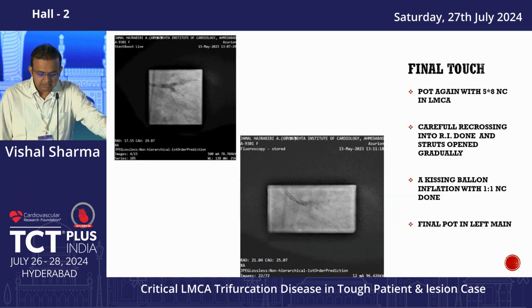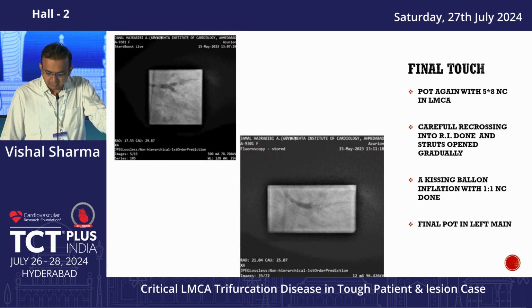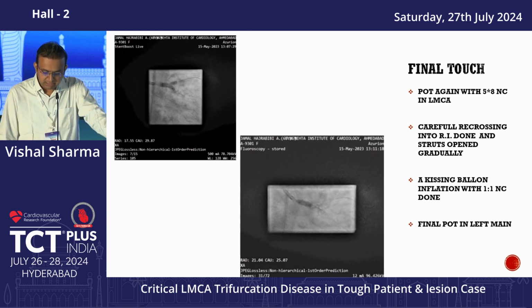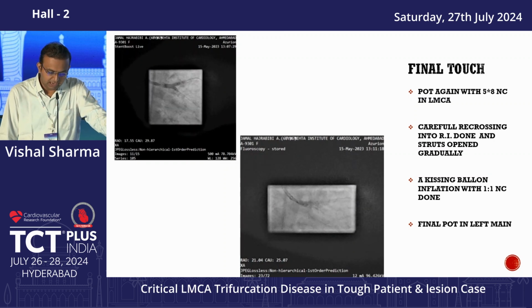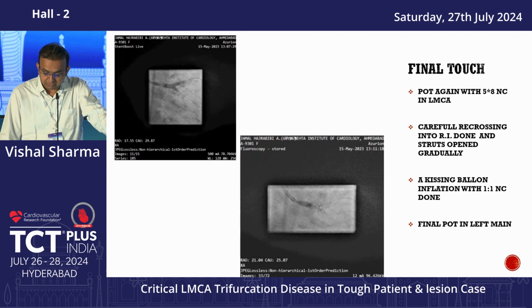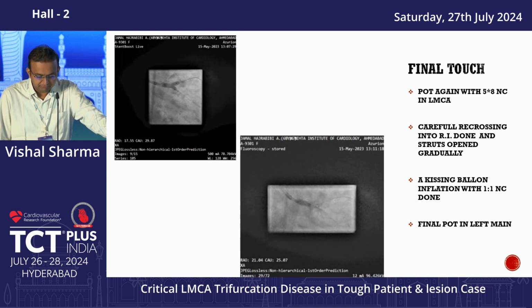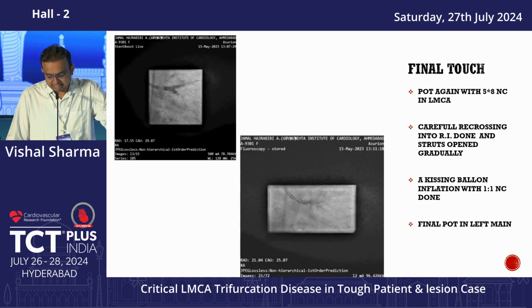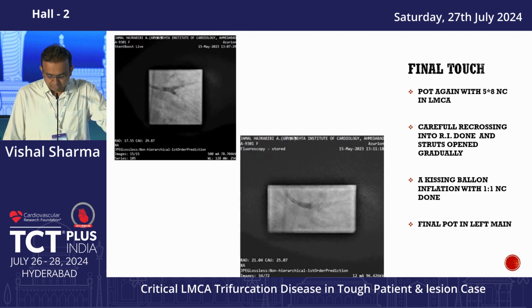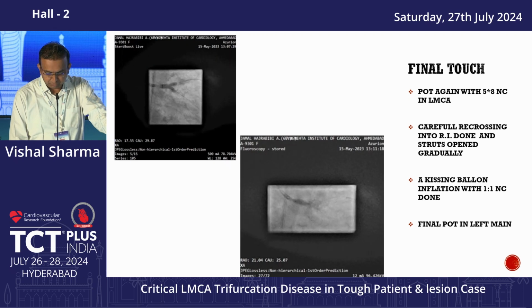Since the bed was well prepared, we were going fast now. We did a POT again in the LMCA with a 5.0/8 NC balloon. After ensuring that the LCX flow was not disturbed, we recrossed carefully into the RI. Struts were opened up gradually and then we did a kissing balloon inflation in the LAD and RI with a 3.5 NC balloon each, followed by a final POT in the LMCA with a 5.0/8 balloon.